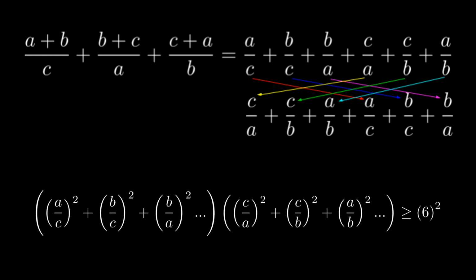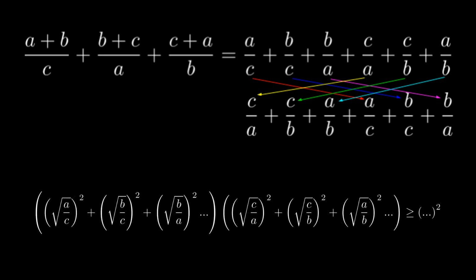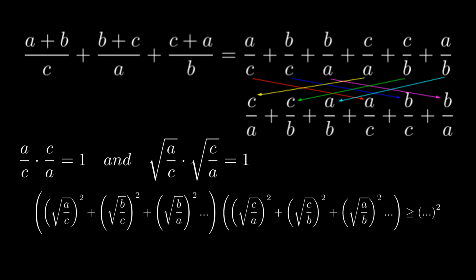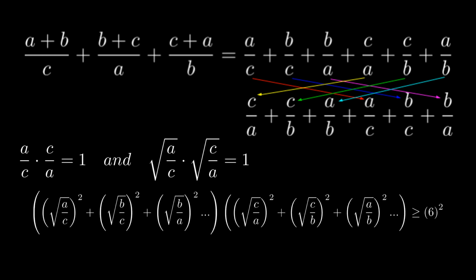Now to remedy this, let's play around and replace everything with a bunch of square roots. And this is actually really helpful. The reason this inequality worked in the first place is because, for example, a over c times c over a is 1. But similarly, the square root of a over c times the square root of c over a is also 1. So replacing everything with a bunch of square roots has no effect on the right side of the equation. The right side is still 6 squared.